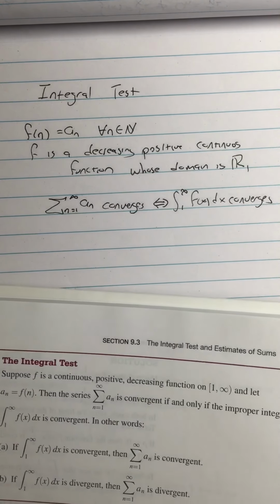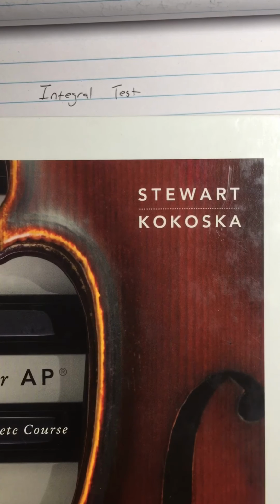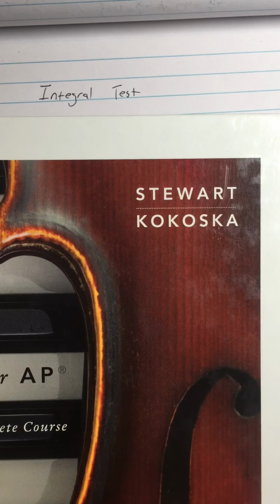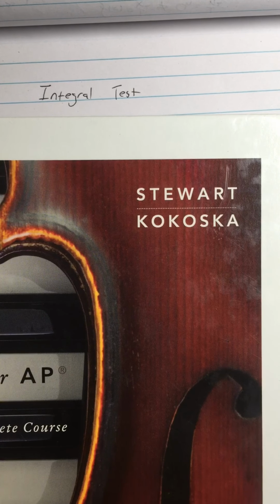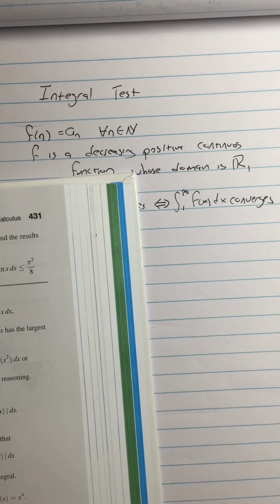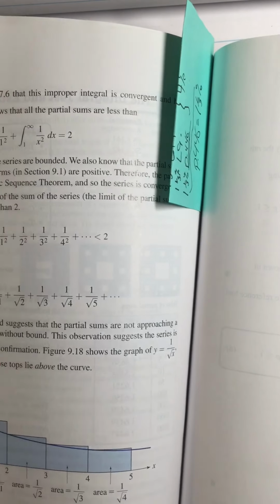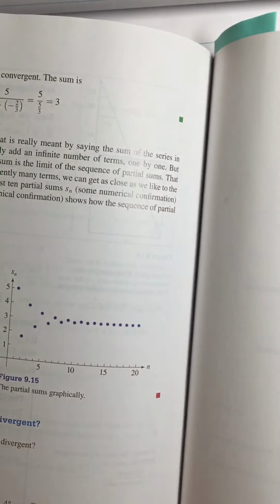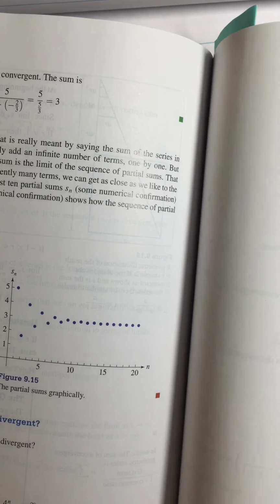Now a quick word about our friend Stewart Kokoska and reading the book. This is the most readable textbook I've ever seen. From now on, I strongly encourage you to actually read the section. The section we're on is 9.3. You should just read through it. It's very well written. It's easy to understand, and it's a really nice resource that you have.